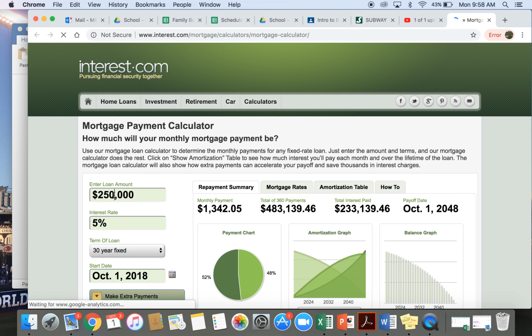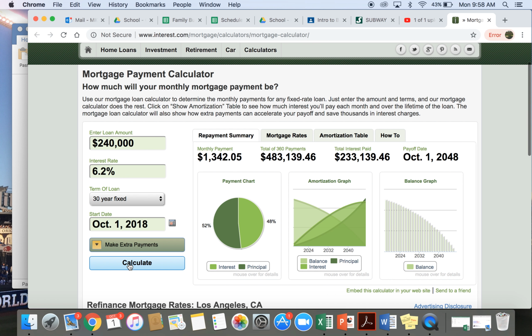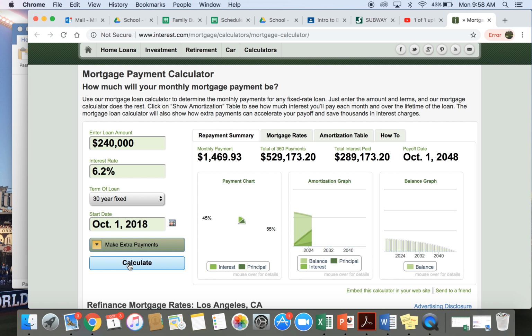All right, so we enter the loan amount. We're going to borrow the whole thing. My interest rate for the 30-year was 6.2%. 30-year fixed. Yep, we'll start it right there. And we are going to calculate.